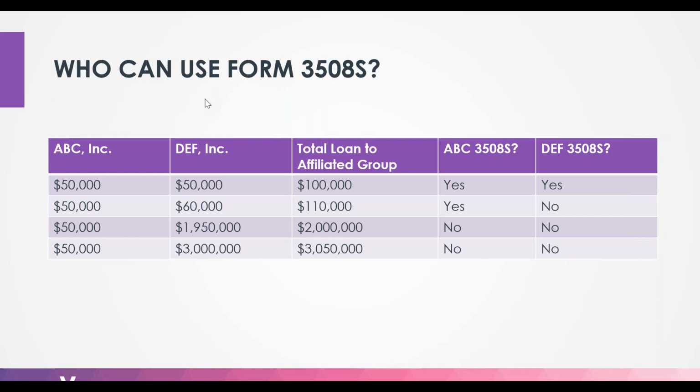Now, a question was asked: does the simplified form ask for the number of employees or the amount of payroll? The answer is no, the form itself does not ask for it. However, the amount of payroll, as we will see, is built into the form in terms of what they're going to ask you to certify and the process they're going to ask you to follow in order to come up with the forgiveness amount. We're going to get to that in just a little while.